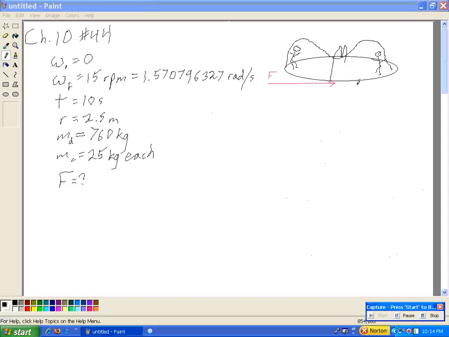We have a merry-go-round that's driven by Dad. Dad is pushing with a force, and the kids are sitting opposite each other. It starts at rest, and then after 10 seconds it goes to 15 RPM. But I changed that to radians per second. It's got a radius of 2.5 meters. The mass of the disc, the merry-go-round, is 760 kilograms. The mass of each child is 25 kilograms.